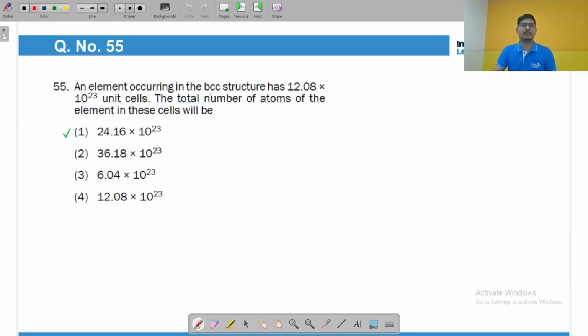An element occurring in the BCC structure has 12.08 × 10^23 unit cells. The total number of atoms, of course, because each unit cell of BCC contains 2 atoms, so the number of atoms would be twice the number of unit cells. So this would be this. That would be the correct answer.